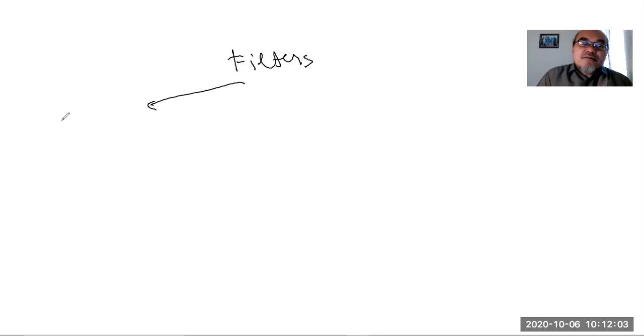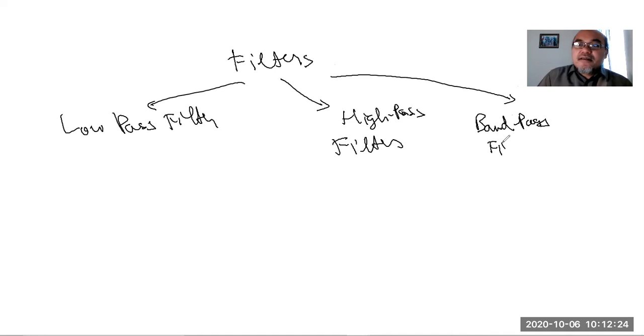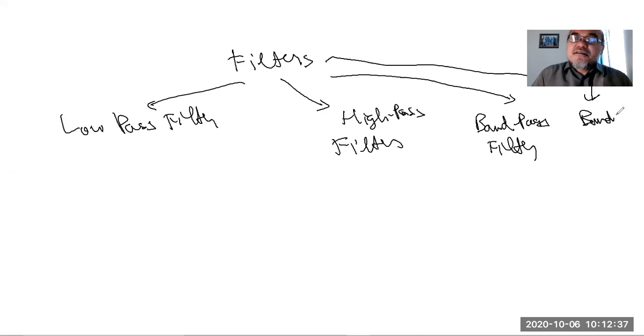So we have here the low pass filter, then we have the high pass filter, and then we have the band pass filter. Are there more? Any other types? Yes, we have. The other one is what we also call the band reject filter, or band notch filter.